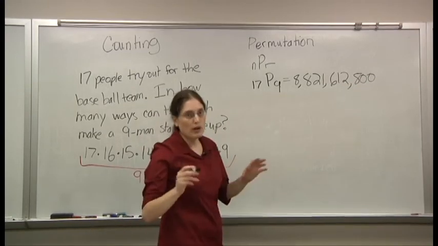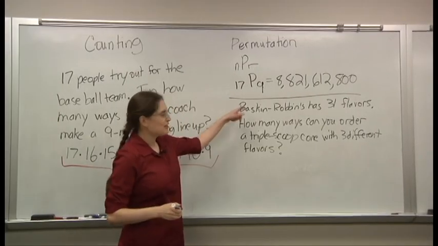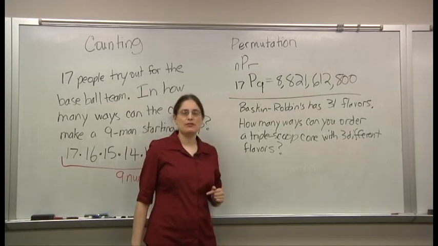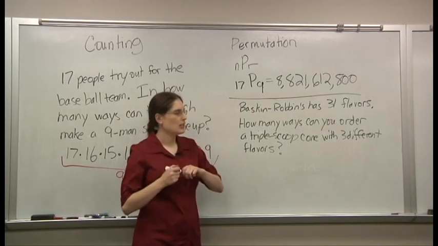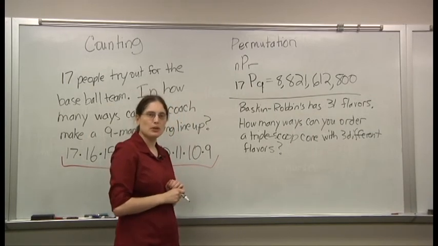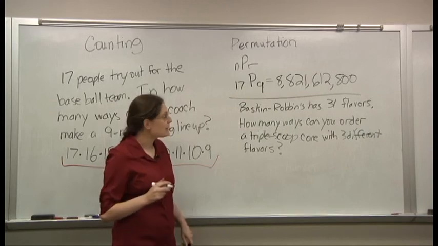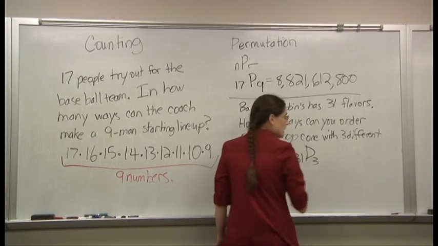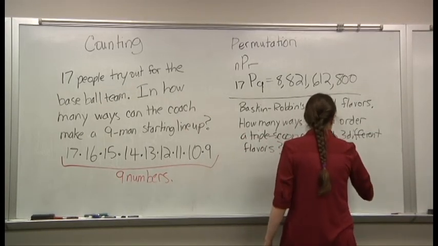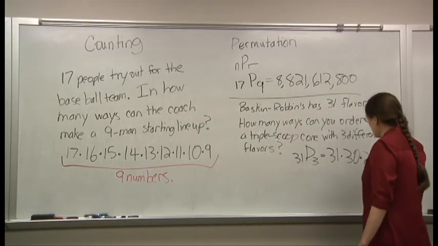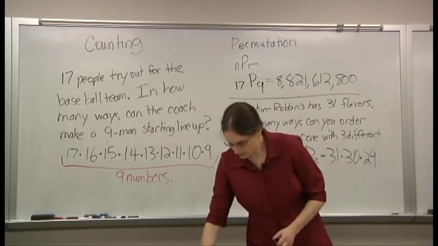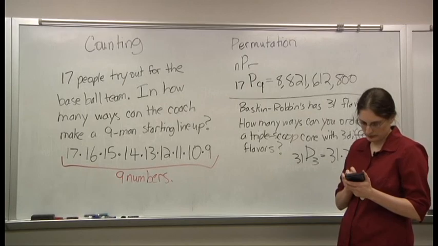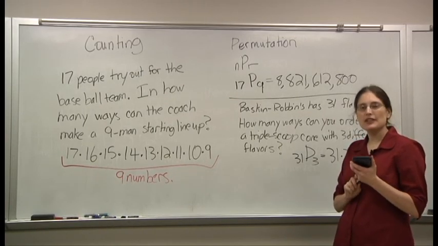Okay, one more. Baskin-Robbins has 31 flavors. Everybody knows that. How many ways can you order a triple scoop cone with 3 different flavors of ice cream on it? Well, can I use the permutation thing here? Yes, yes you can. 31P3, which is 31 times 30 times 29. 26,970.